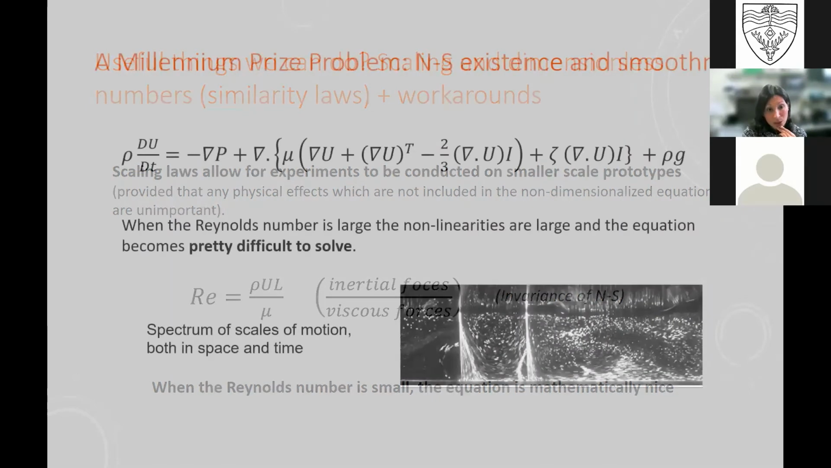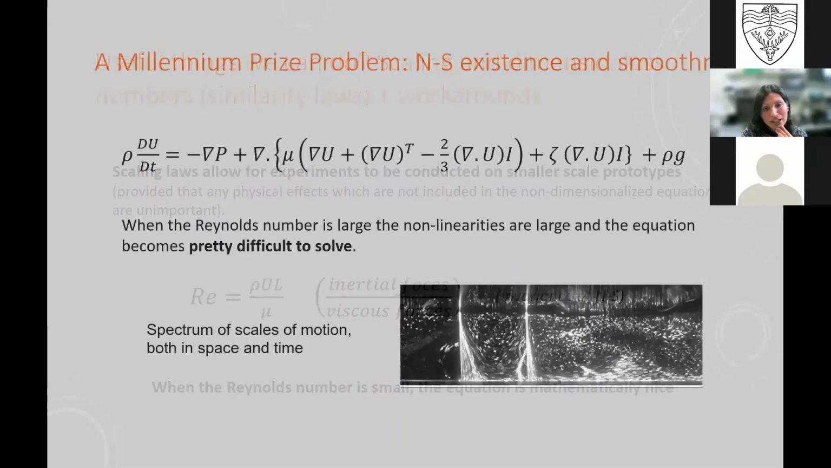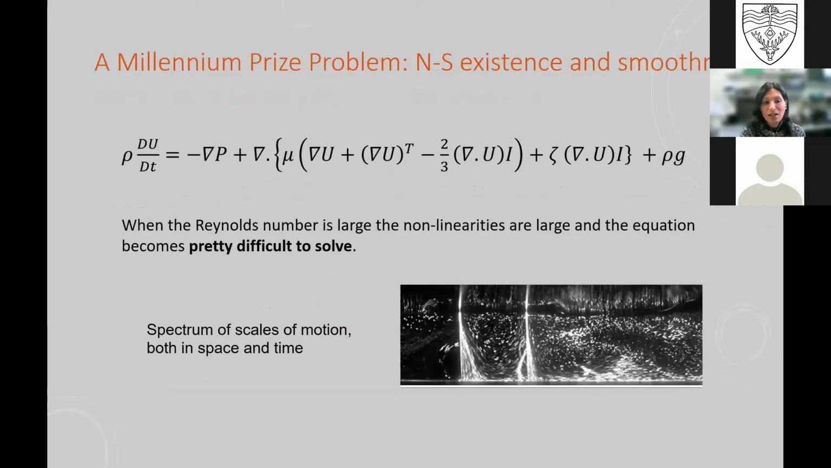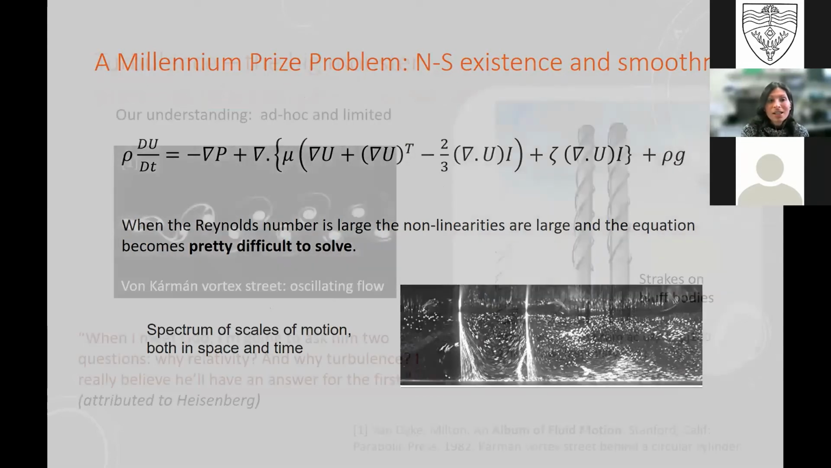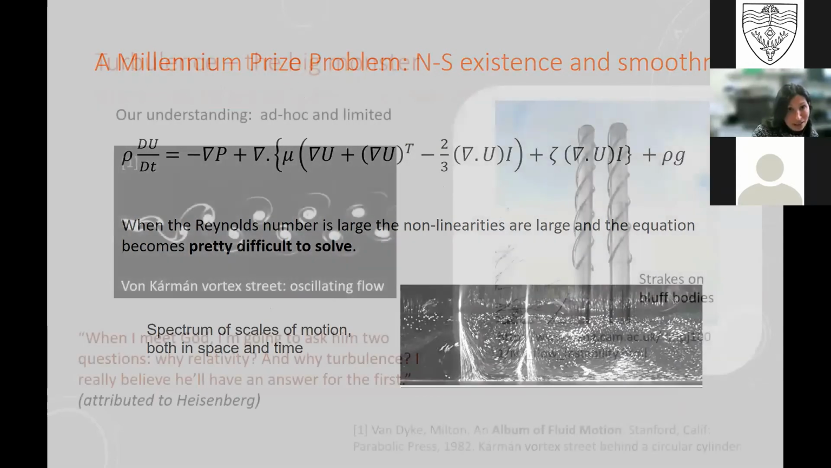That's the equation. But when the Reynolds number is large, the non-linearities of the equation are more important, and then it gets very difficult to solve. It happens because of a simultaneous spectrum of scales, as I mentioned before, in space and time. So it gets really complicated, and there is something called turbulence. This is the big monster of fluid mechanics.